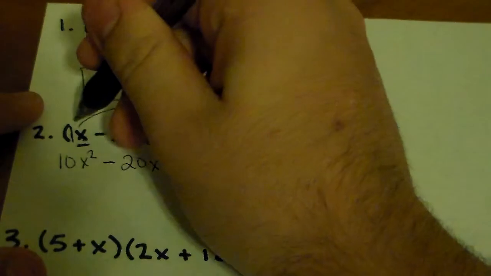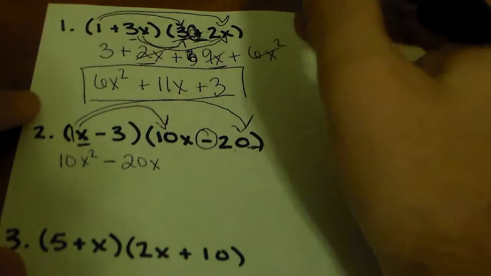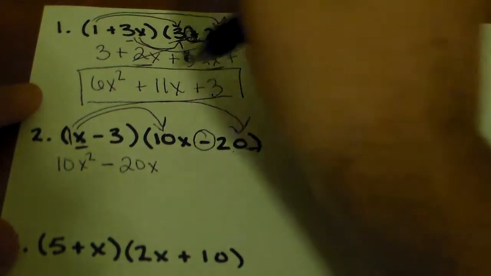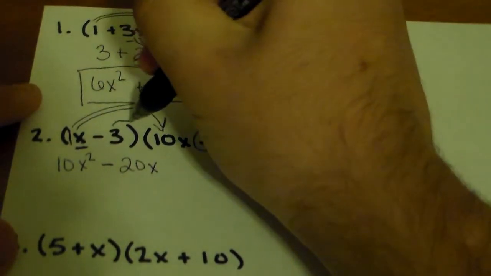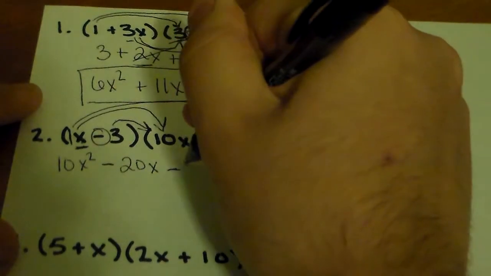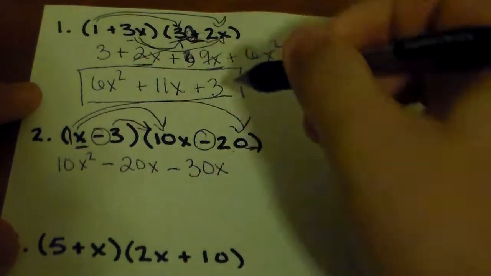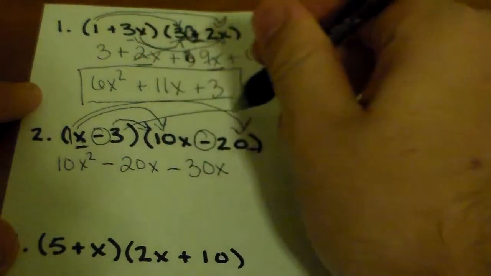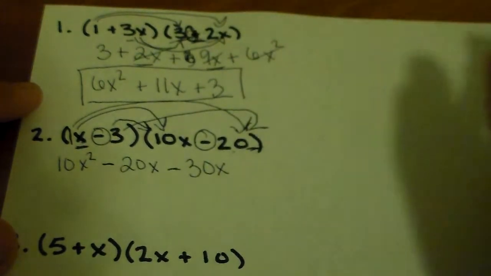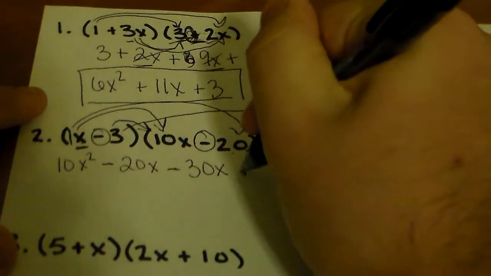And then, since we did the 1x times negative 20, we're now going to do the I in FOIL, which is the inner, negative 3 times 10x. Since there's a minus sign here, we're going to use the minus sign again. So minus 30x. And now we're going to do negative 3 times negative 20. Since it's going to be a negative times a negative, it becomes a positive. So it'll be plus 60.